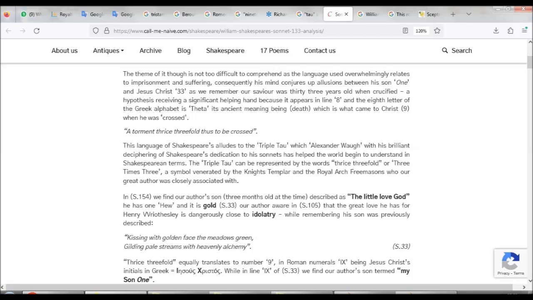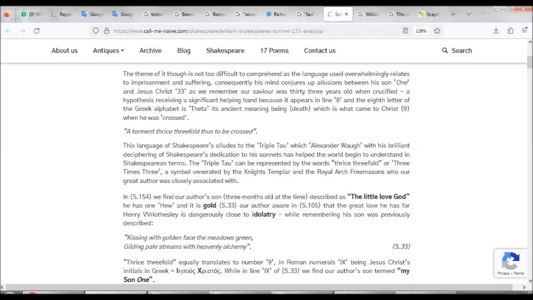This language of Shakespeare's alludes to the triple tau, which Alexander wore, with his brilliant deciphering of Shakespeare's dedication to his sonnets having helped the world begin to understand in Shakespearean terms. The triple tau can be represented by the words thrice threefold or 3 times 3, a symbol venerated by the Knights Templar and the Royal Arch Freemasons, with whom our great author was closely associated.